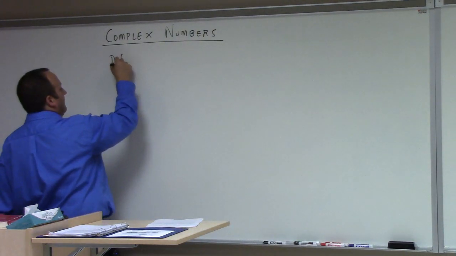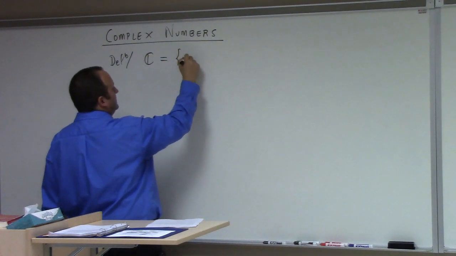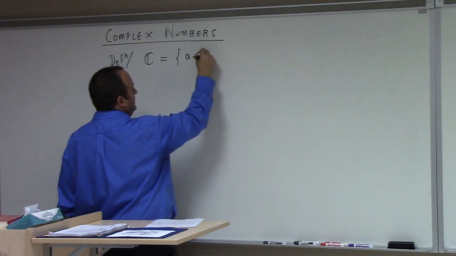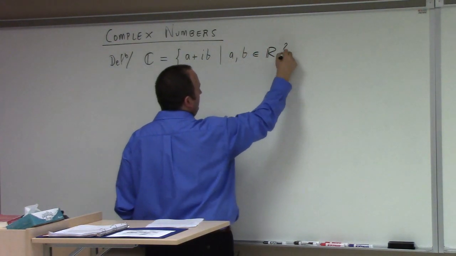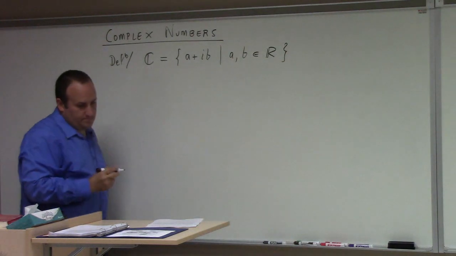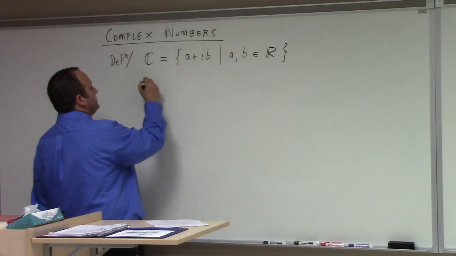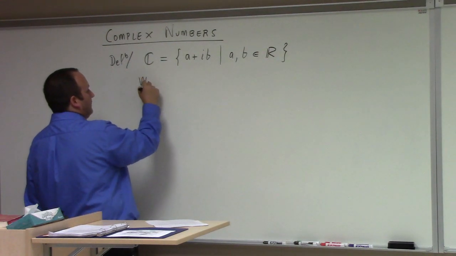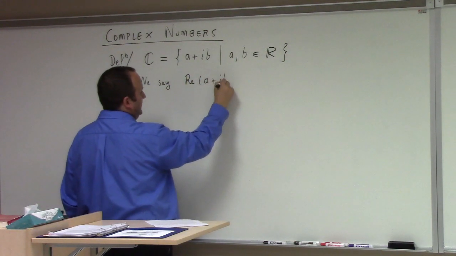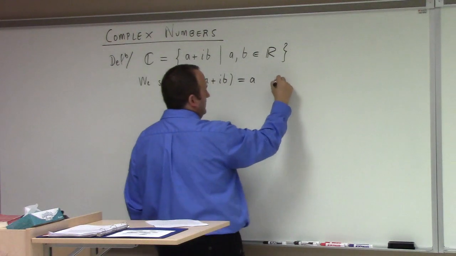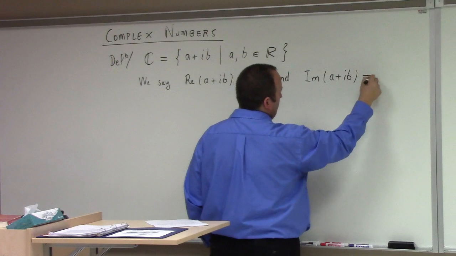Definition. C, all right, complex numbers. It's the set of a plus ib such that a and b are real numbers, right? And I'm just being a little bit vague here, but by definition, we say that the real part of a plus ib is a, and the imaginary part of a plus ib is b, all right?